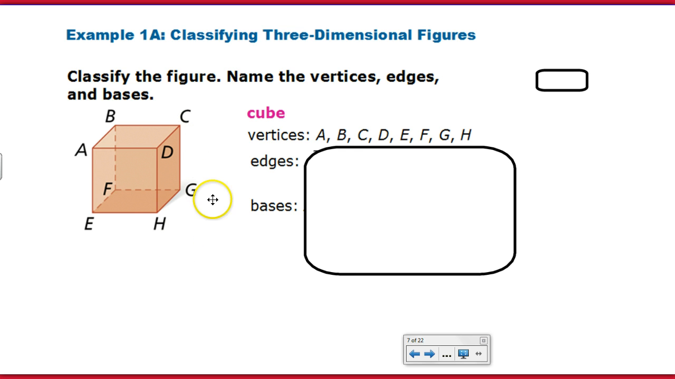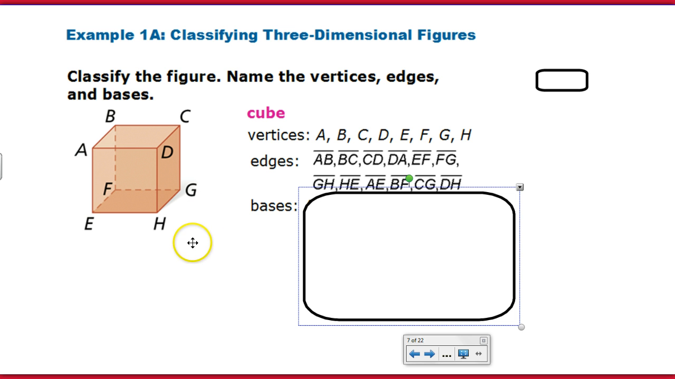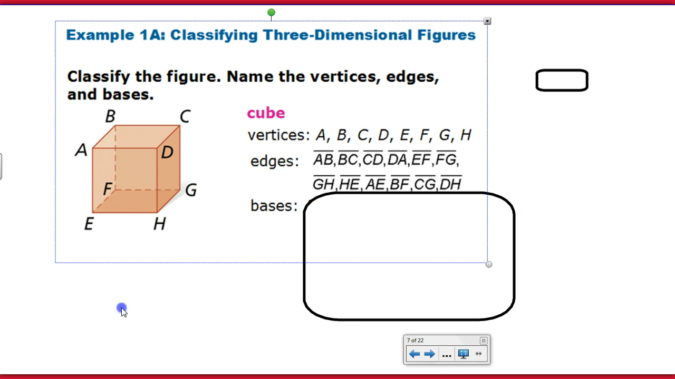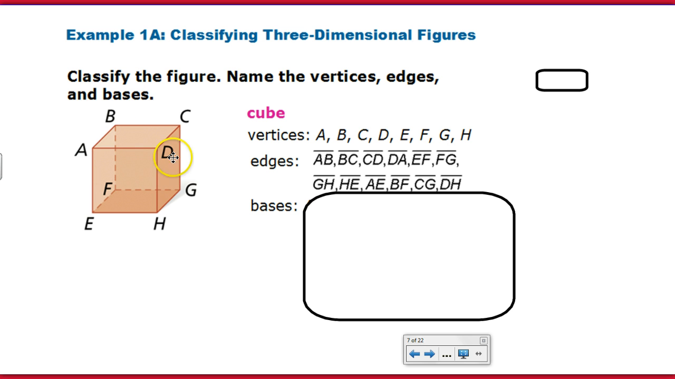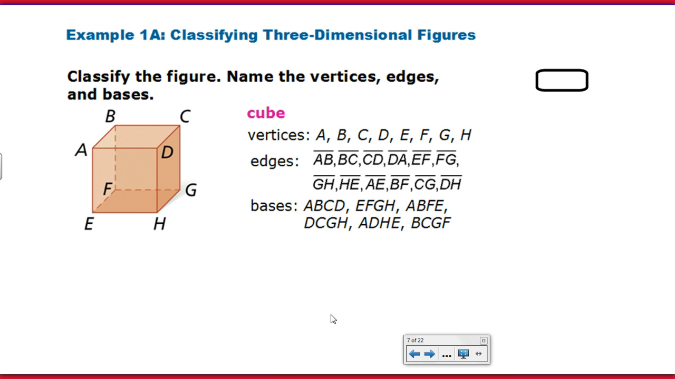The edges are many too, aren't they? We have AB, BC, CD, DA. We can go around the bottom here, EF, FG, GH, HE. We also have these edges that are vertical. I'm sorry, HE. We already got those, didn't we? There it is. We have AE, BF, CG, and DH. And our bases here could be any of the 6 faces and their opposite clone, right?